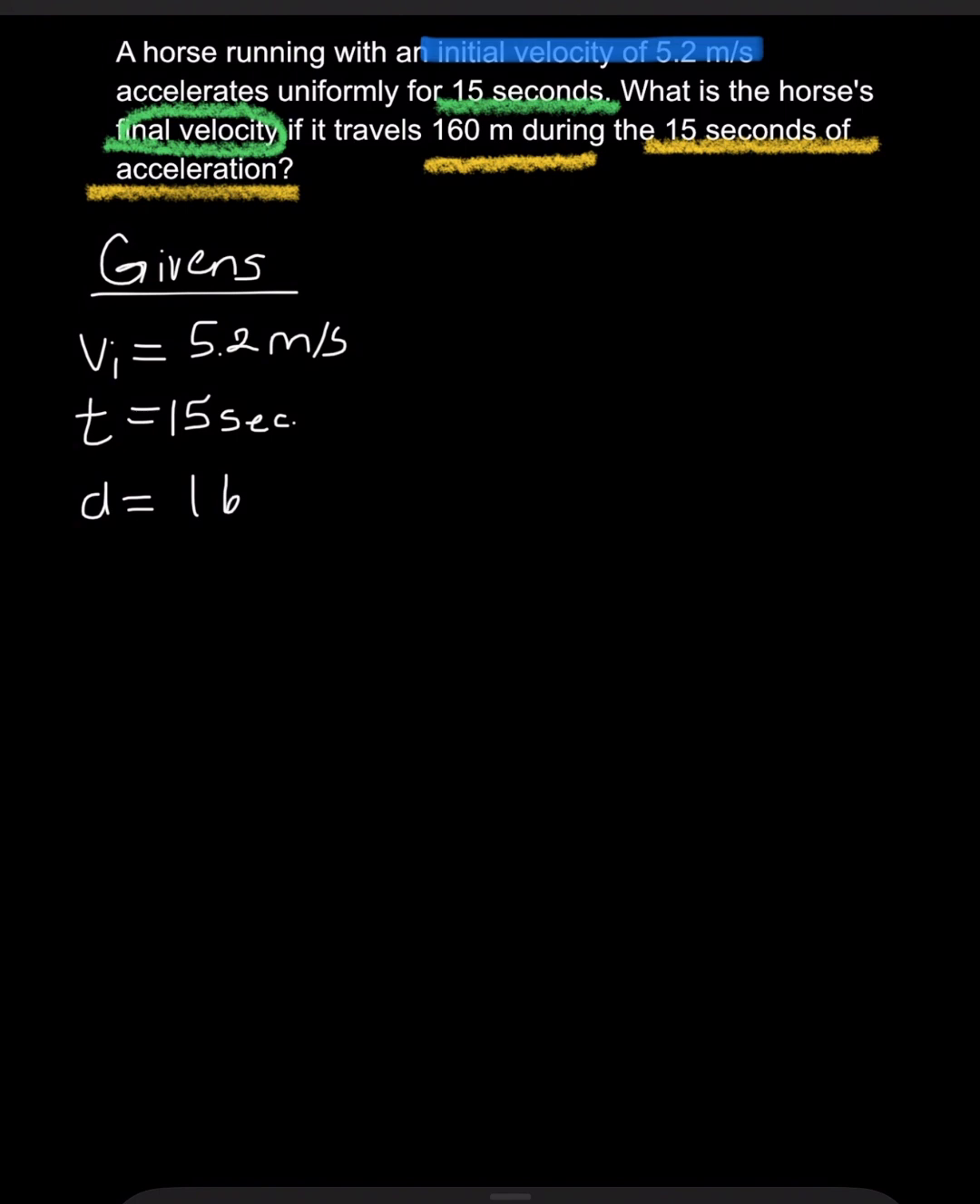For any and every question in kinematics, we have to start with the givens. So let's start with the givens. We know the initial velocity is 5.2 meters per second. We know that the time is 15 seconds. We know that the displacement or distance is 160 meters.